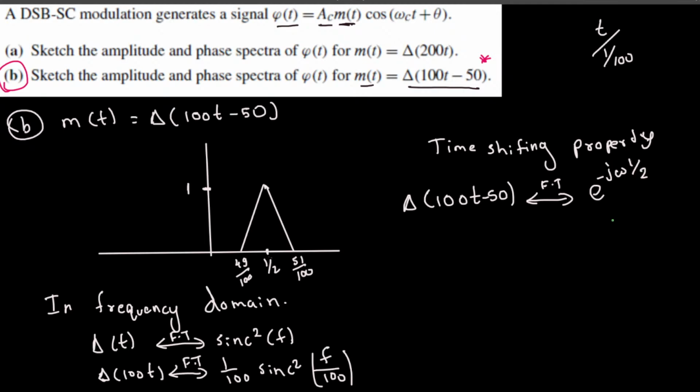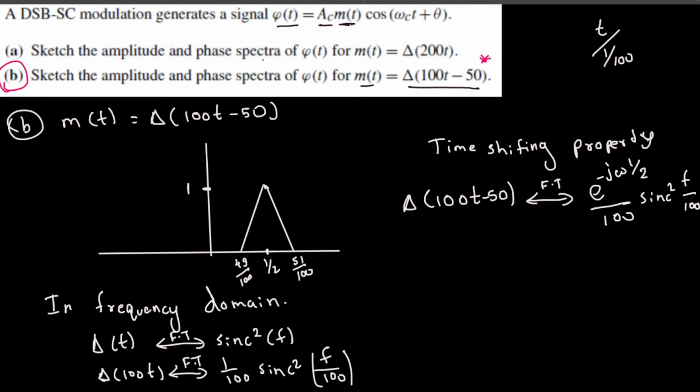And that's the thing that has to be done, and other than that the others are going to remain the same. So this is a 100 in the denominator, then sin square f over 100. Whenever a shift happens, we just multiply by negative j omega times whatever the shift is. If you shift to the right, this is negative. If you shift to the left, this is going to be positive on the power. And whatever the shift is, that's multiplied by j omega. And that is the Fourier transform with that.